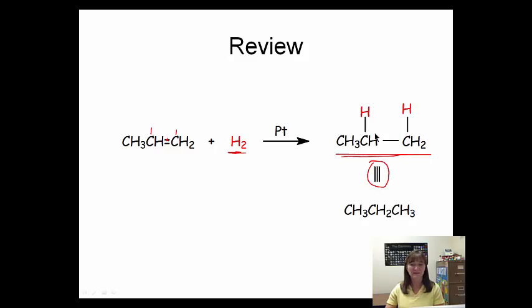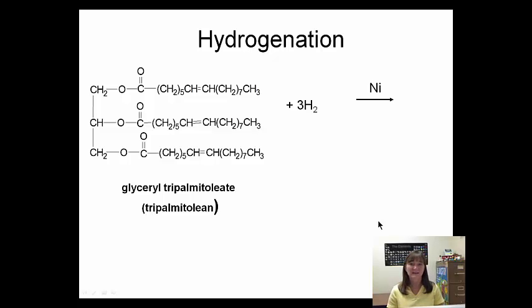These 3 lines mean it's equivalent to this guy. So remember, you can write it this way. I would accept it this way. But if it's a multiple choice test question, they tend to write it with all the hydrogens written in the backbone. So here's an example, hydrogenation of this triacylglycerol.